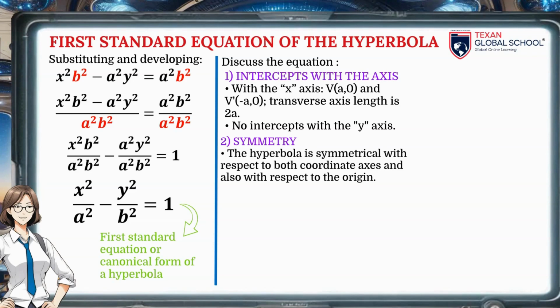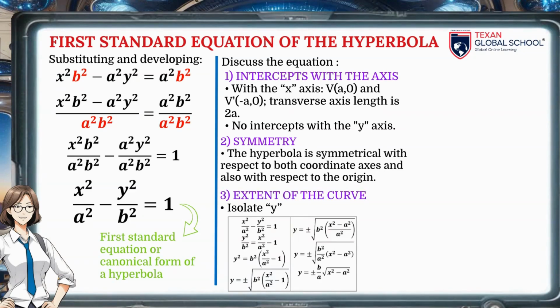The next point of discussion is symmetry. Symmetry about each axis is analyzed by substituting y with negative y and then x with negative x. In general, the hyperbola is symmetric with respect to both coordinate axes and also with respect to the origin.